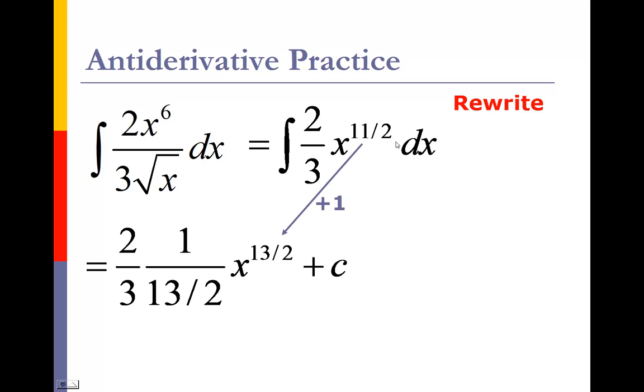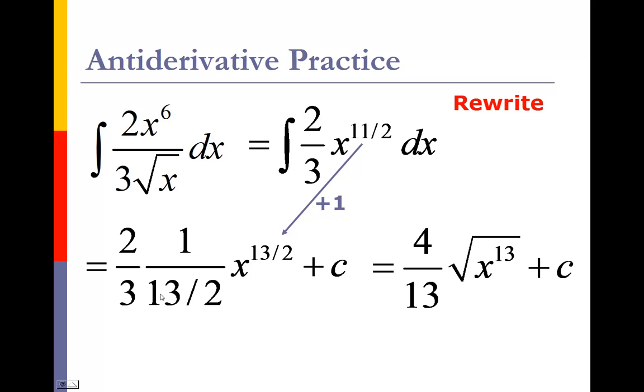And then I'm ready to do the antiderivative. I add 1 to the power. Adding 1 is the same thing as adding 2 over 2. That's where I'm getting the 13 from. And then on the bottom, I'm going to divide by 13/2. And once again, the 2 part is going to come up top to multiply that other 2.